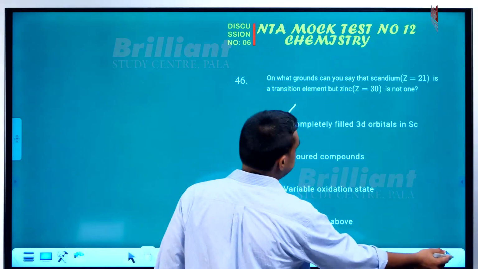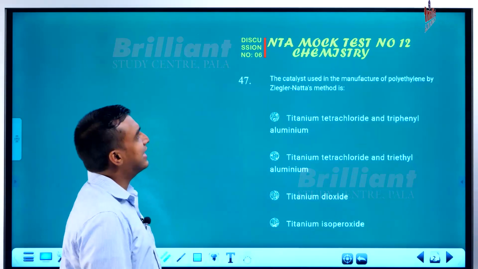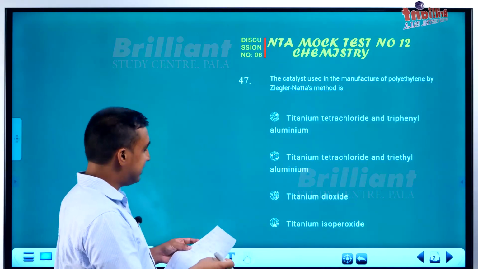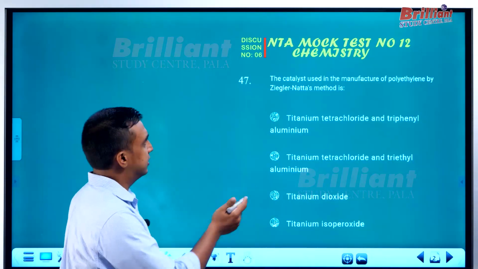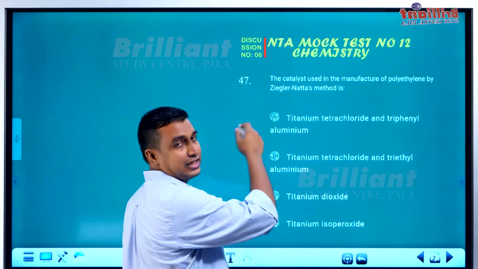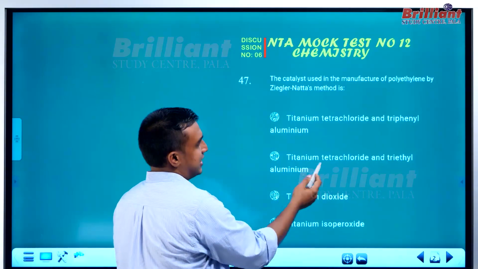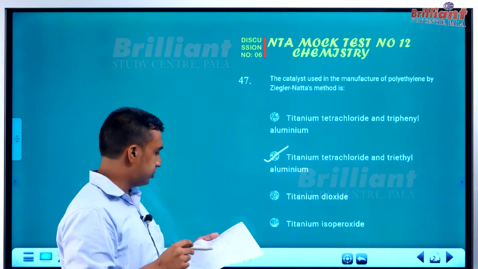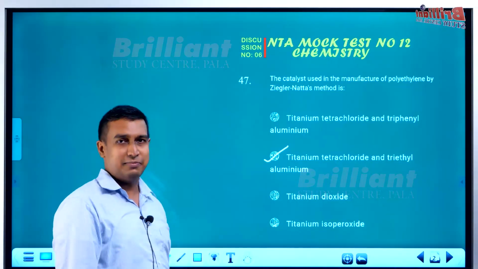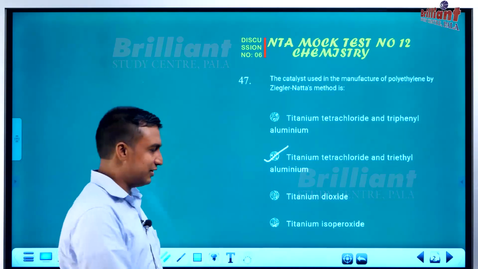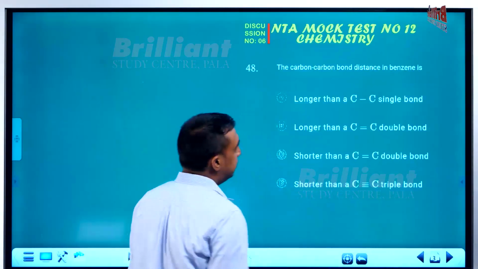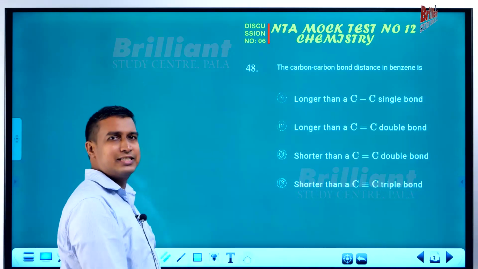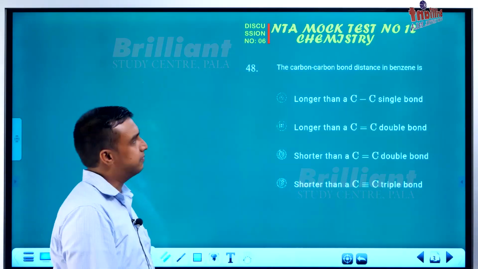Question number 47. The catalyst used in the manufacture of polyethylene by the Ziegler-Natta method is given in your NCERT textbook. The answer for this will come as titanium tetrachloride and triethyl aluminium. So for question number 47, B will come as the answer. Coming to the next question.